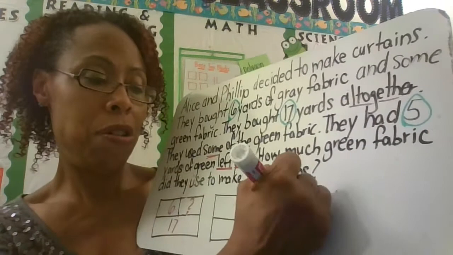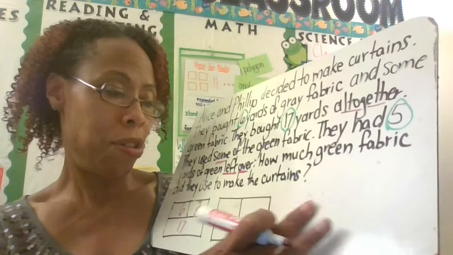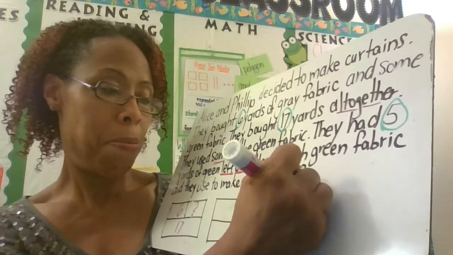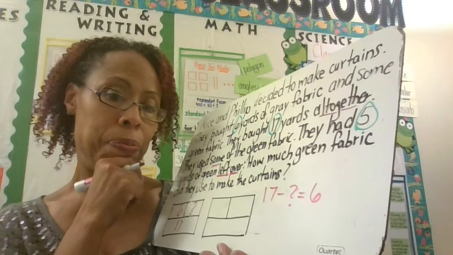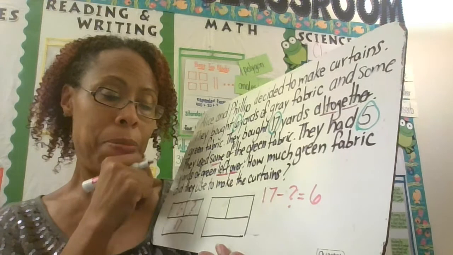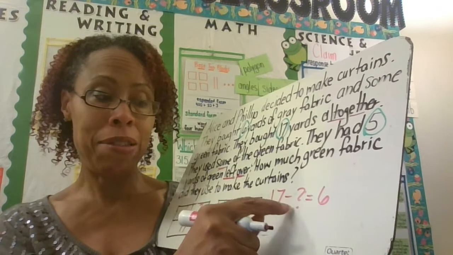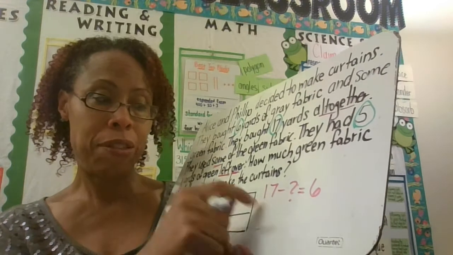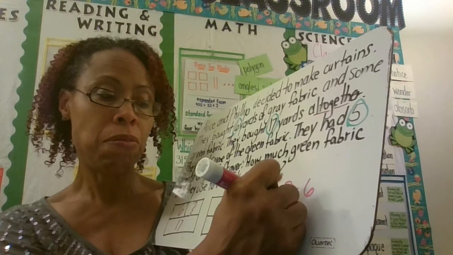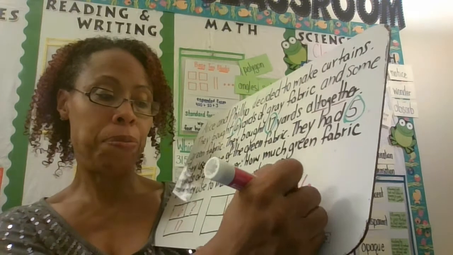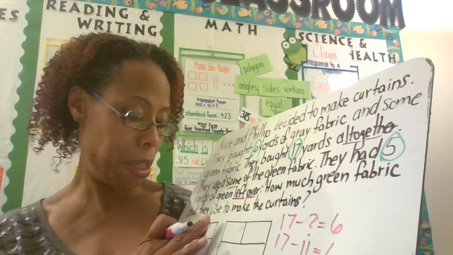So now we set up the equation. 6 plus question mark equals, let's do it a different way this time. Let's do subtraction this time. 17 minus question mark equals 6. Got to do some mental math again. We know that 16 minus 10 equals 6, so 17 minus 11 equals 6. Okay, so this number is going to be 11.